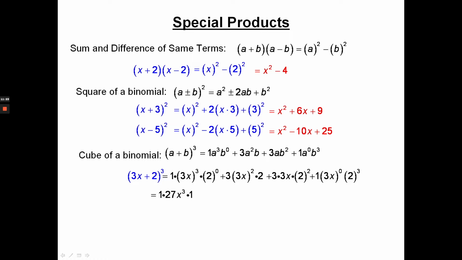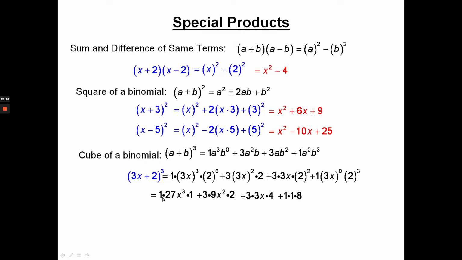Okay. So 3x cubed, 3 times 3 times 3 is 27. X cubed is x cubed. 2 to the 0, anything to the 0 is 1. Then we have our 3, our 3x squared, so 3 squared is 9, x squared is x squared, and then times our 2. Our next one is 3x, 2 squared, so 2 squared is 4. And then our last one, 1, 3x to the 0, anything to the 0 is 1. 2 times 2 times 2, so 2 cubed, is 8.